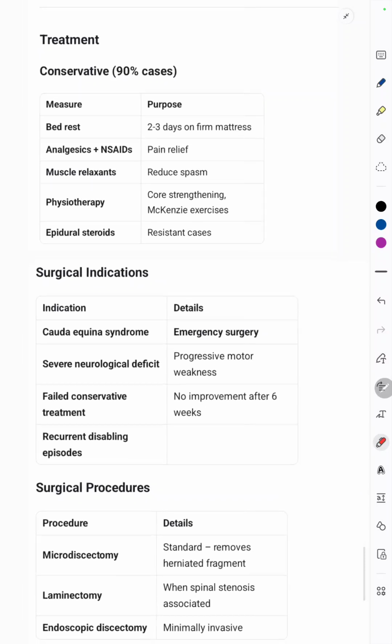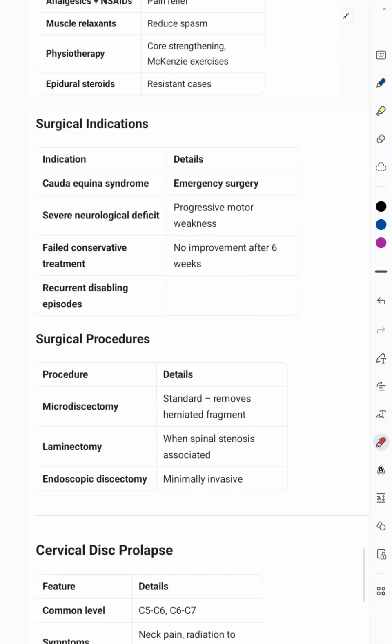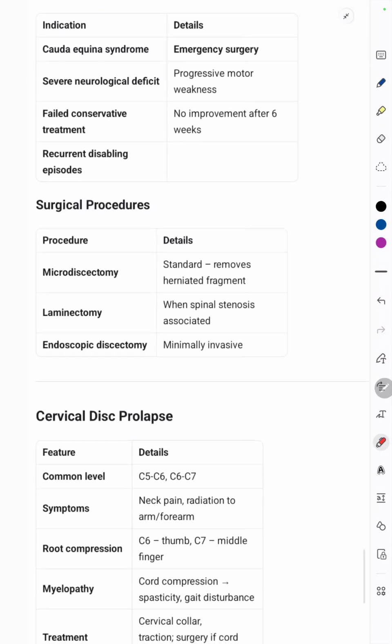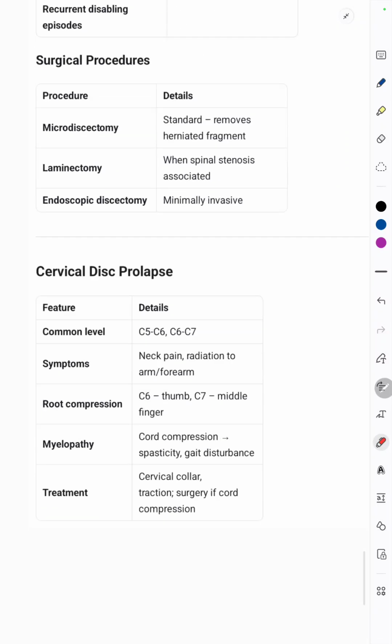The management for this is bed rest for 2 to 3 days on a firm mattress. Then pain relief analgesics, and to reduce the spasm, muscle relaxants are given. McKenzie exercises are advised. Then surgical indications: emergency surgery is done in case of cauda equina syndrome, also in severe neurological deficit, and in those not managing with medical or conservative treatment. Surgical procedures include microdiscectomy, where a small part of the disc is removed, laminectomy, or endoscopic discectomy.